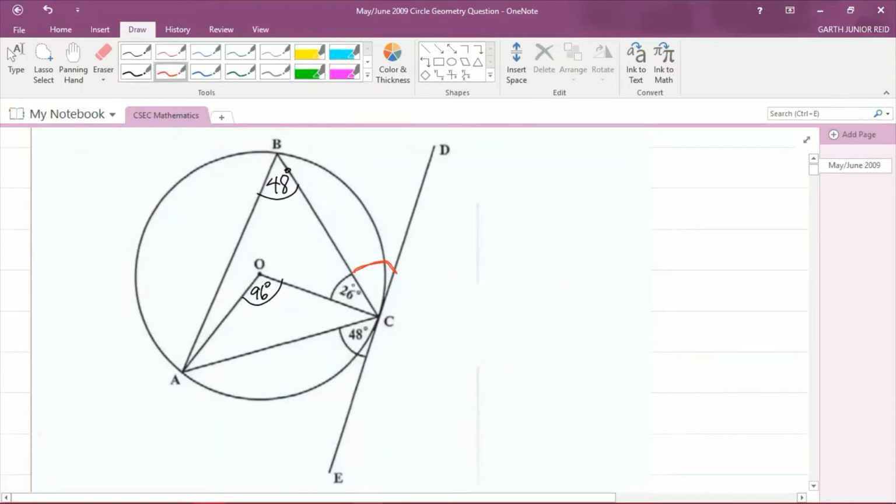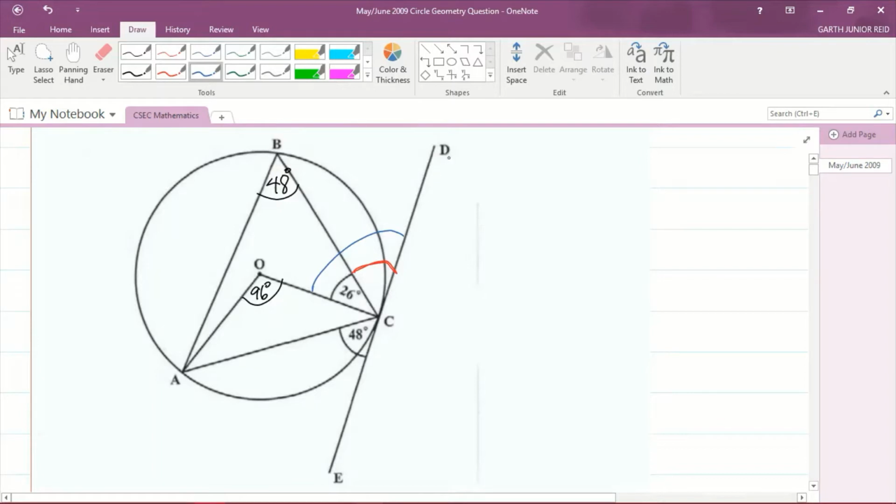Now, how am I going to find that angle now? Well, I know that the angle OCB, that's 26 degrees, okay? And I also know that this angle here, OCD, all of that angle there that I've highlighted in blue, that angle is actually 90 degrees, okay? How do I know that?